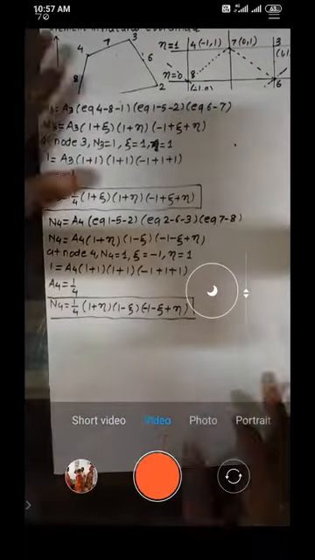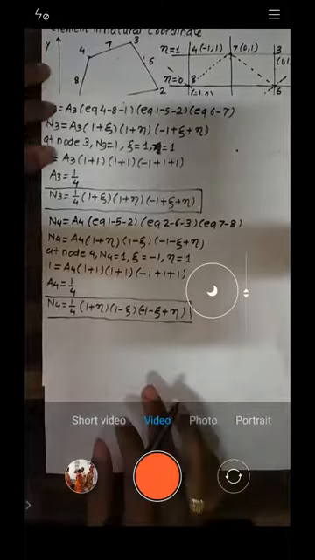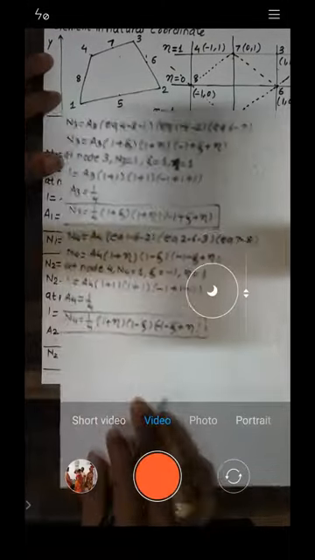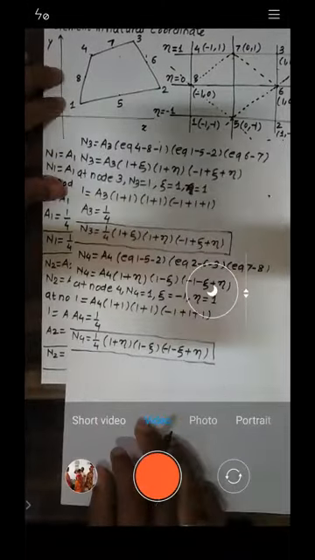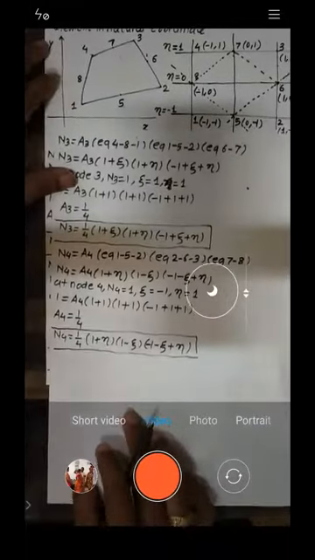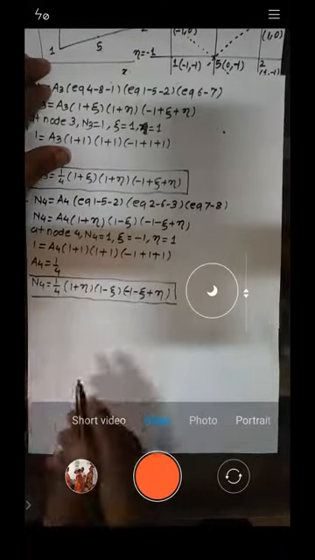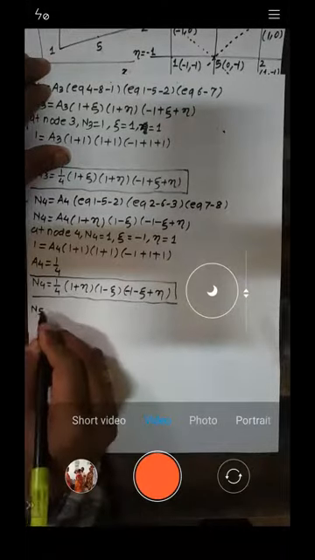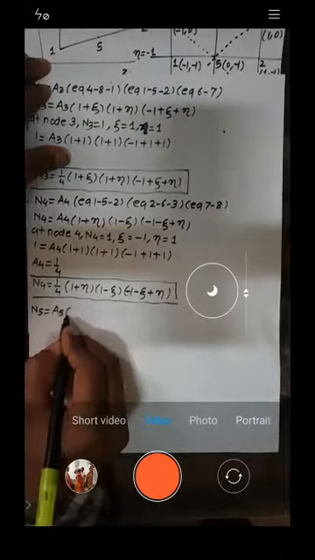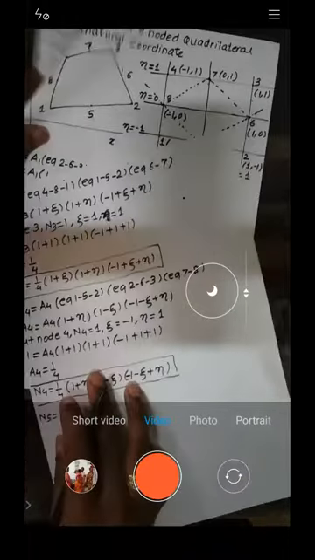Now you've done it for N1, N2, N3, N4. Now let's do it for N5. See here, for node 5 we need to do. Hardly it will take 5 minutes. So N5 is equal to A5 into the equations of the lines which are not passing through node 5.